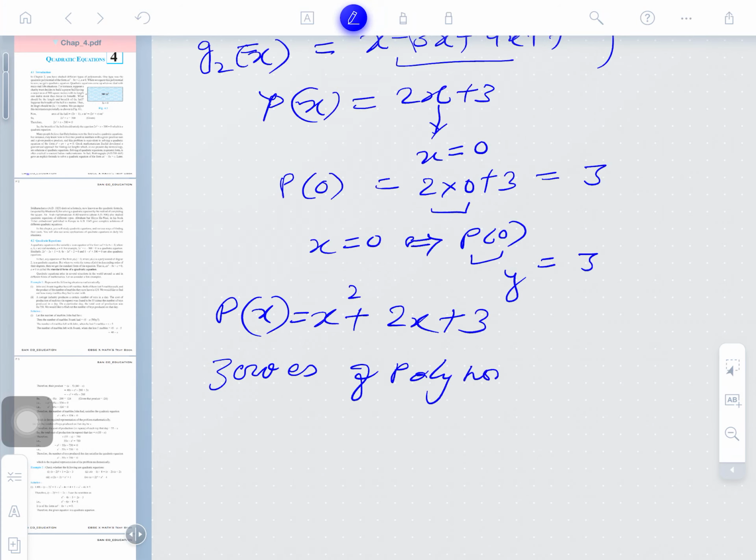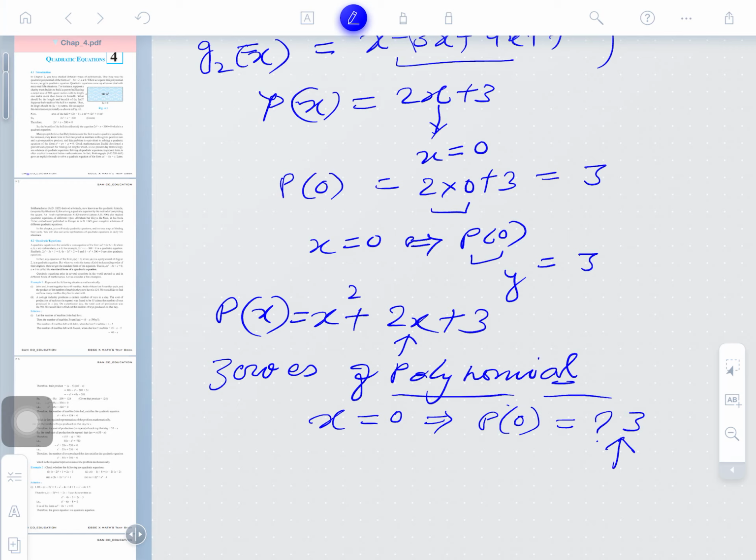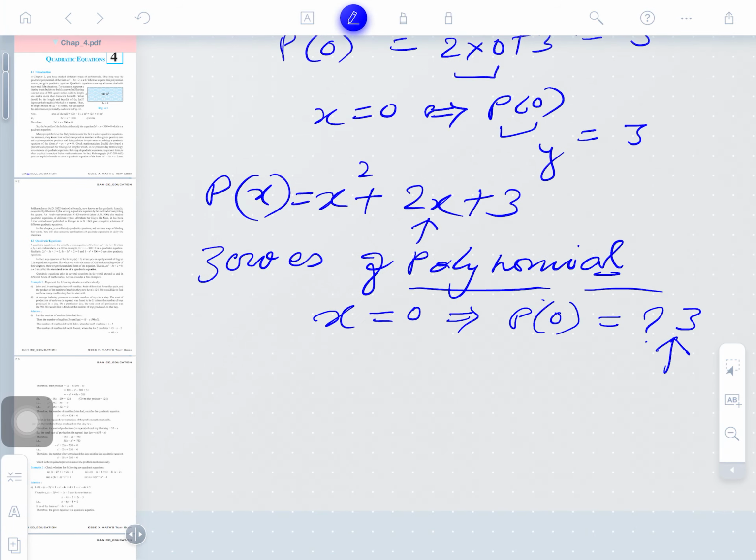Do you know, guys, the meaning of zeros of a polynomial? Zeros of a polynomial are those values of x for which the polynomial gives you 0. Like if we take x as 0, then what is p of 0? It will be 3 here. So 0 is not coming, but about the zeros of polynomials we will call them like this. So our study will be confined to the quadratic polynomial.